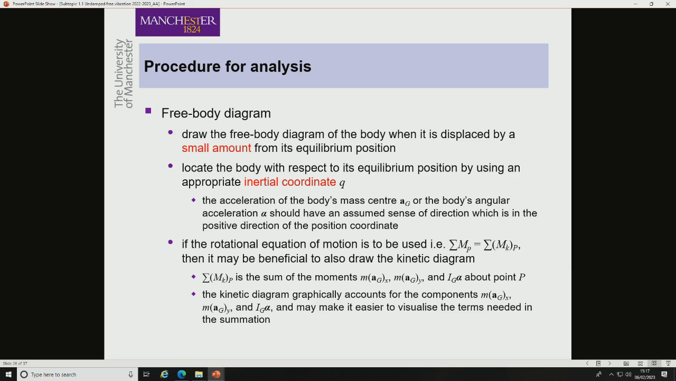This is the procedure for analysis, and please read the procedures, because whenever you are solving a problem, it is really useful to follow a specific procedure to avoid any problems and forgetting anything. So this is quite important, and it will give you a kind of discipline when you are solving complex problems, and it will help you to avoid important errors.